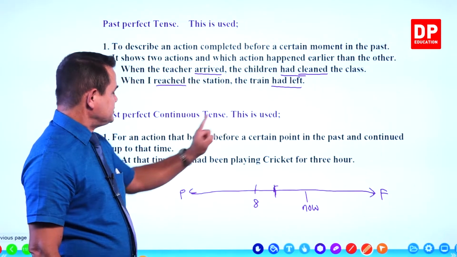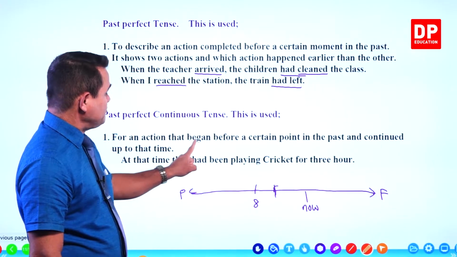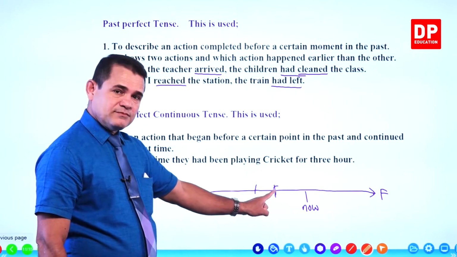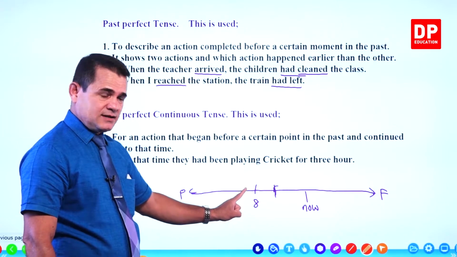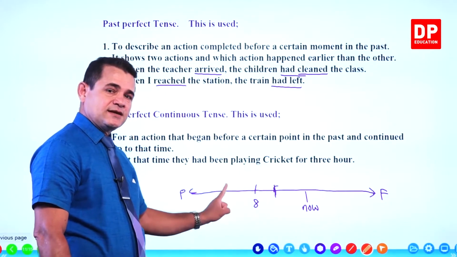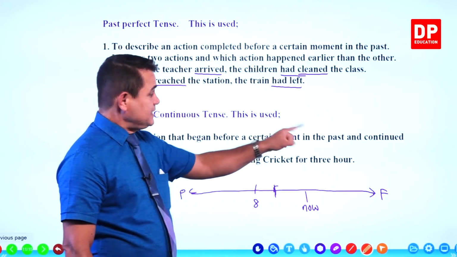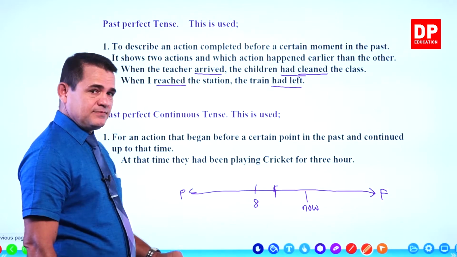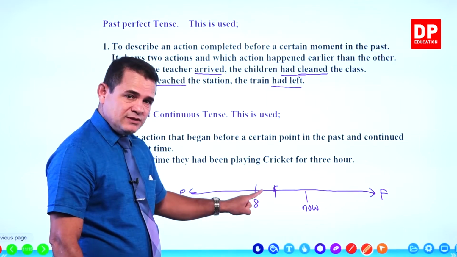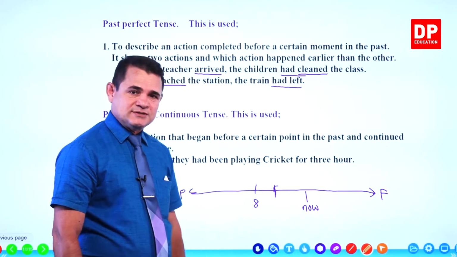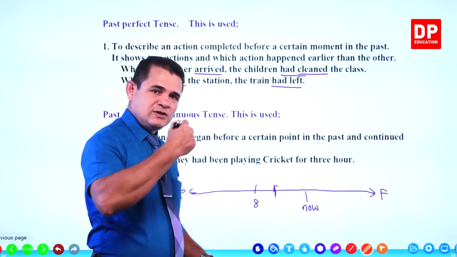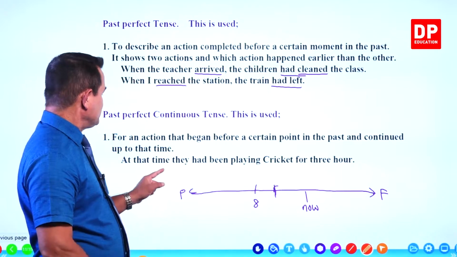Now let's see here. This is used for an action that began before a certain point in the past. Began means started, පටන්ගත්ත, before a certain point in the past. අතීතයේ යම් මොහොතකට කලින්, පෙර. And continued up to that time. අතීතේ පටන්ගත්ත, continued, සිදුවෙමින් තිබුණා, finished. No connection to present. වර්තමානයට සම්බන්ධයක් නැහැ. අතීතේ පටන්ගත්ත සිදුවෙමින් තිබුණ අතීතේ මිරුණා. Now just look at this example.